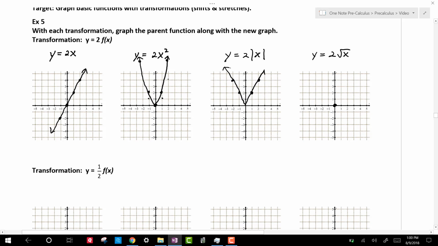Okay? And the tricky one is going to be the square root function, because you have to know where the parent function was. So I had 1, 1, I had 4, 2, and again, we're multiplying the y values. We're keeping the x values the same, so the y value is 1. 1 times 2 is 2. The y value is 2. 2 times 2 is 4. And there's the curve right there. Okay? So this graph is a vertical stretch.